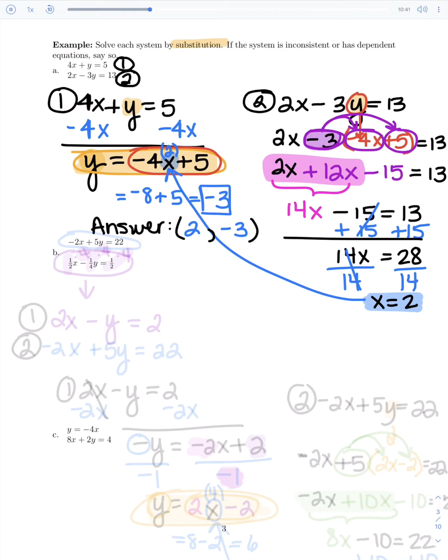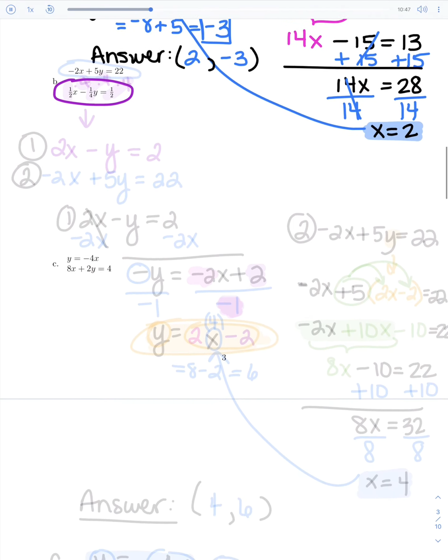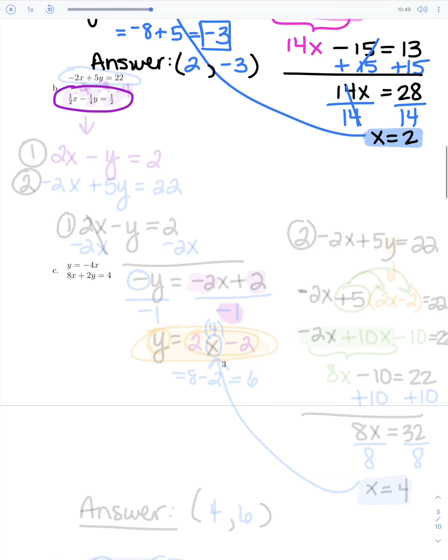In problem B, I don't like the second equation when I look at this because of all the fractions. So I want to clear out the fractions before I do anything. So I'm going to multiply each and every piece on both sides by a 4 to clear out the fractions. Let's see what that does for me.